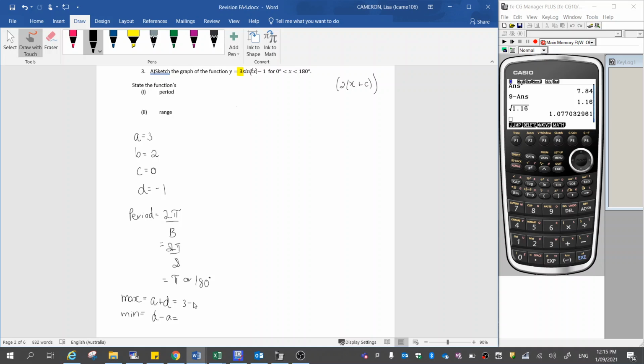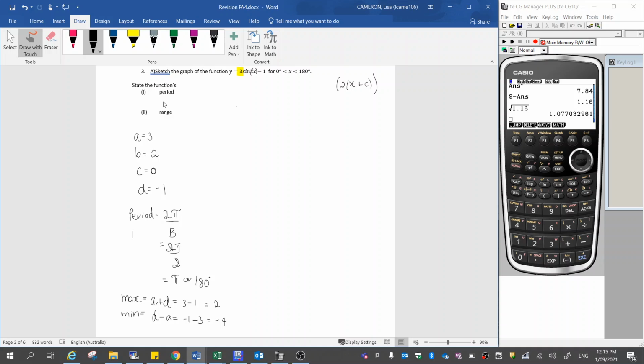So we'll have 3 minus 1, and then we've got -1 minus 3. This will give me 2, and this one down here will give me -4. Now, when we sketch that, you'll see that that makes total sense. So now I can fill in the period.